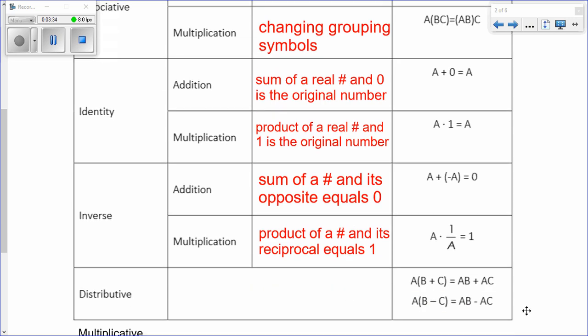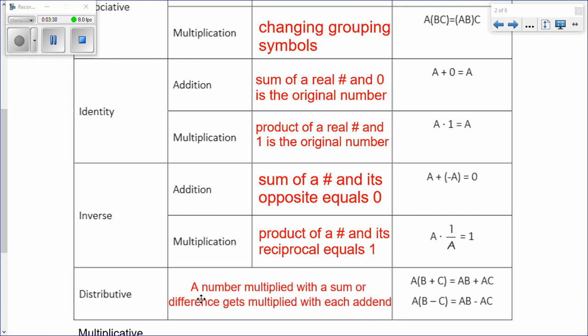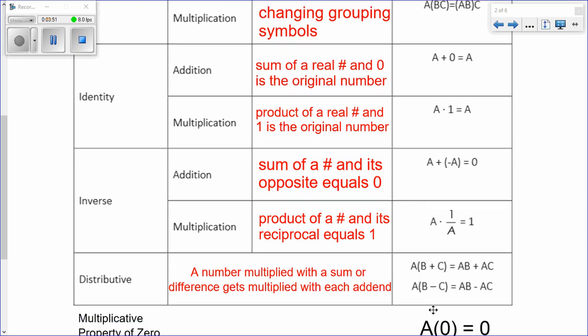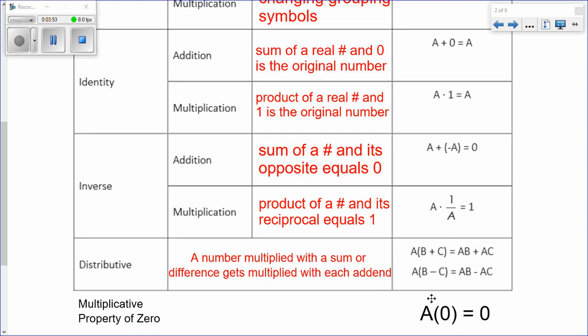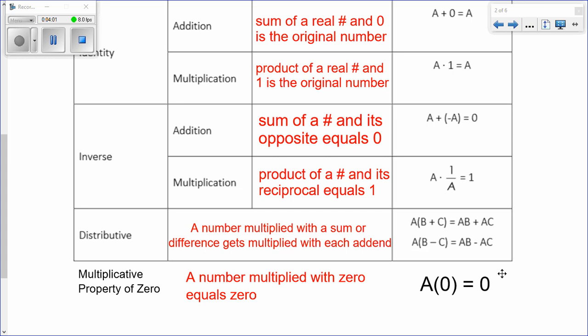The distributive property we've already done, so it just means you're multiplying with everything inside the parenthesis. This is only done when inside the parenthesis is either adding or subtraction. We don't bother doing it with multiplication or division, just adding and subtracting inside the parentheses. And the last one, I don't know if this is on your notes, but multiplicative property of 0 just says if you multiply a number with 0, it's going to equal 0. It will always equal 0, no matter the number.